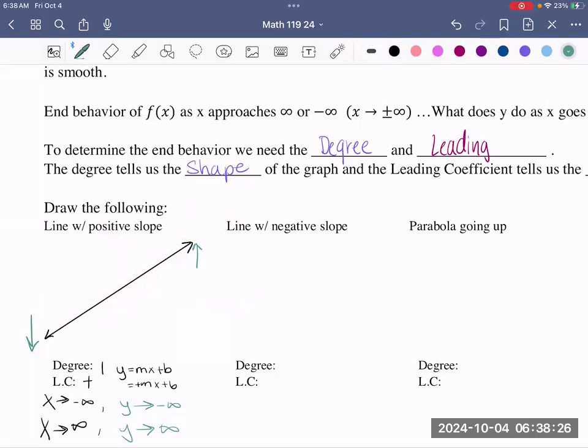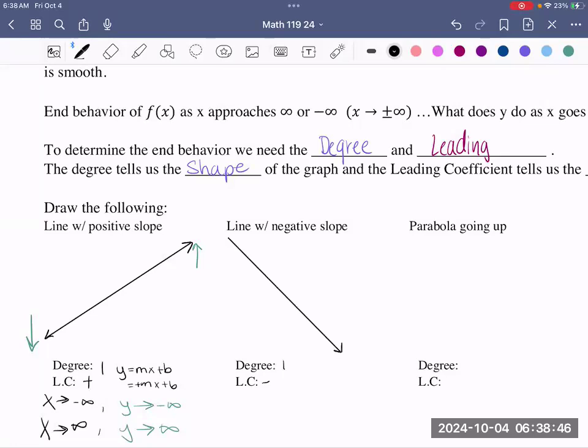Now let's do these again with your other lines and your parabolas. So again, we're talking about a line with a negative slope. That means your degree is 1 and your leading coefficient is negative. Now, can you draw a line with a negative slope?